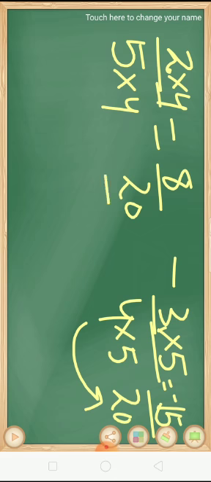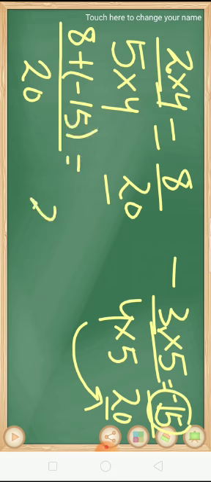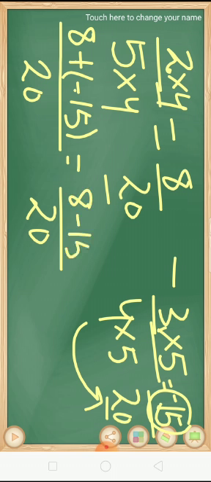Now as you can see, the denominators are same now, and I have to simply add the numerators. So write the denominator as it is, which is 20 now. 8 plus, but here the numerator is minus 15, so I'll write minus 15. Plus minus is minus, so 8 minus 15. Again 8 is having positive sign. Plus minus is minus and sign of the greater digit.